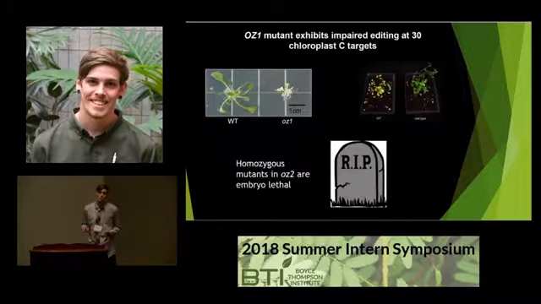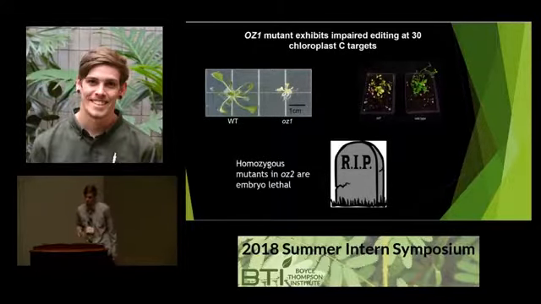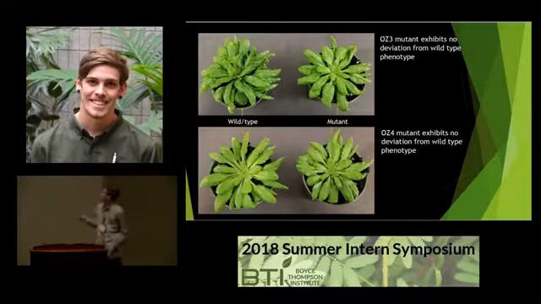We don't know a lot about the OZ family, but the member of the family that we know the most about is OZ1. The OZ1 mutant exhibits impaired editing at 30 chloroplast C targets, and as you can see, there's an impaired phenotype. For OZ2, the homozygous mutant is embryo-lethal, so we have not been able to study this protein in detail. However, for OZ3 and 4, there's no variation between the mutant phenotype and the wild-type phenotype.